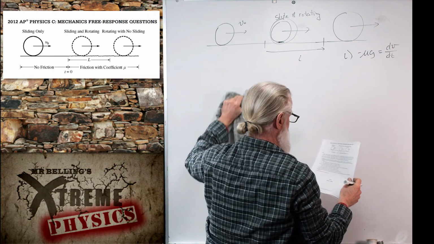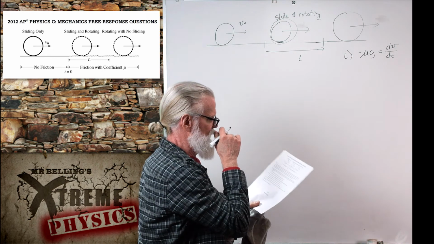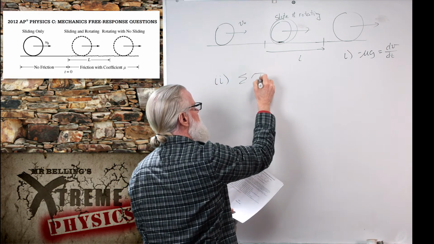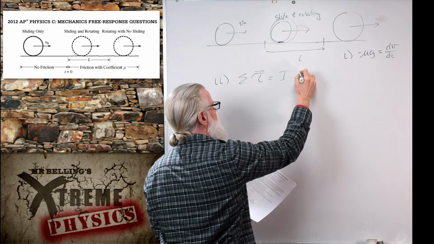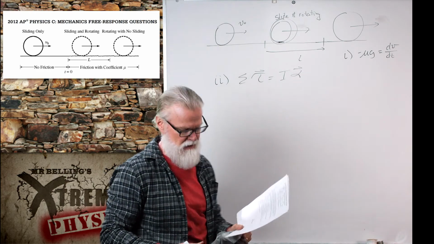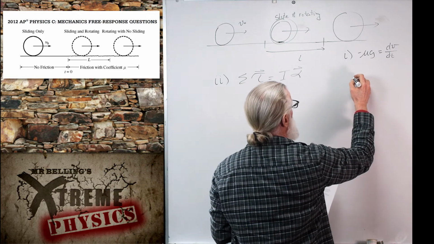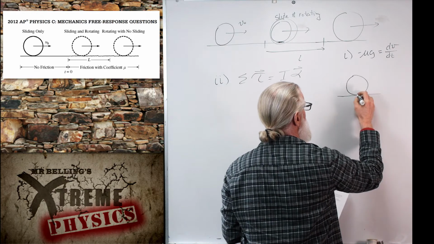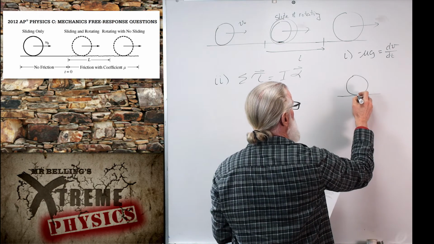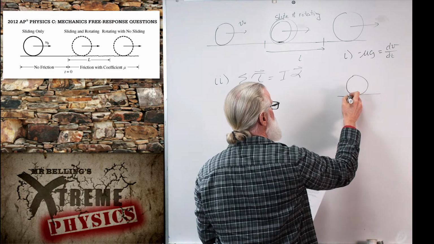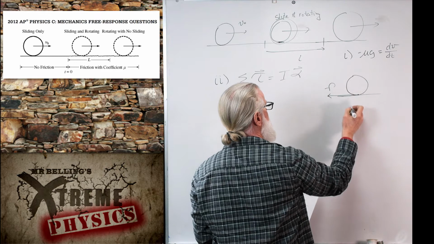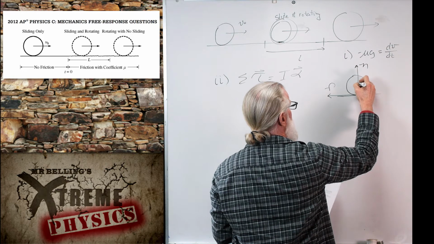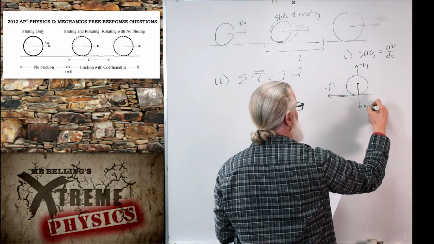So let's take a look at the angular velocity. We're going to use Newton's second law in this one: sum of the torques equals moment of inertia times angular acceleration. I need a torque diagram. I got my ring right here, and it's sitting on the surface. We have friction acting this way, the normal force acting straight up, and the weight acting straight down.